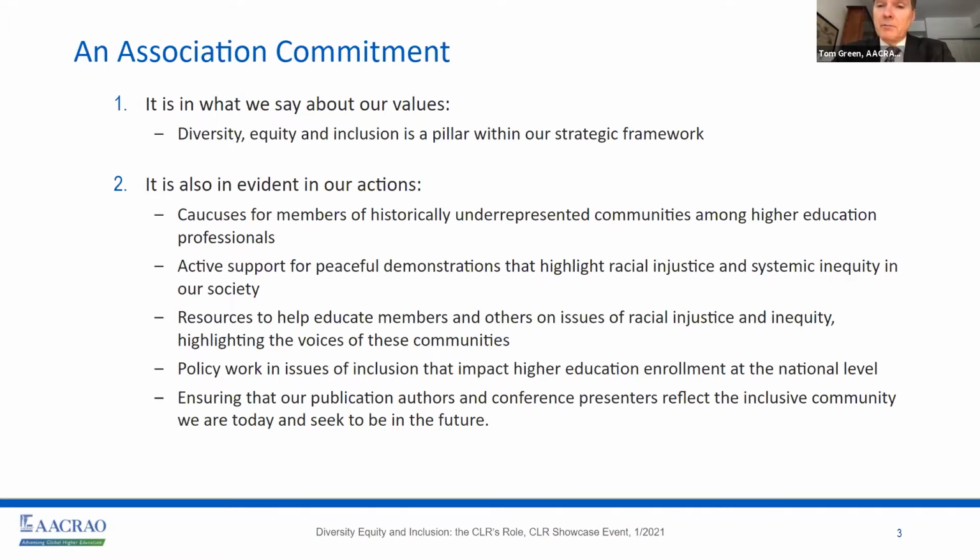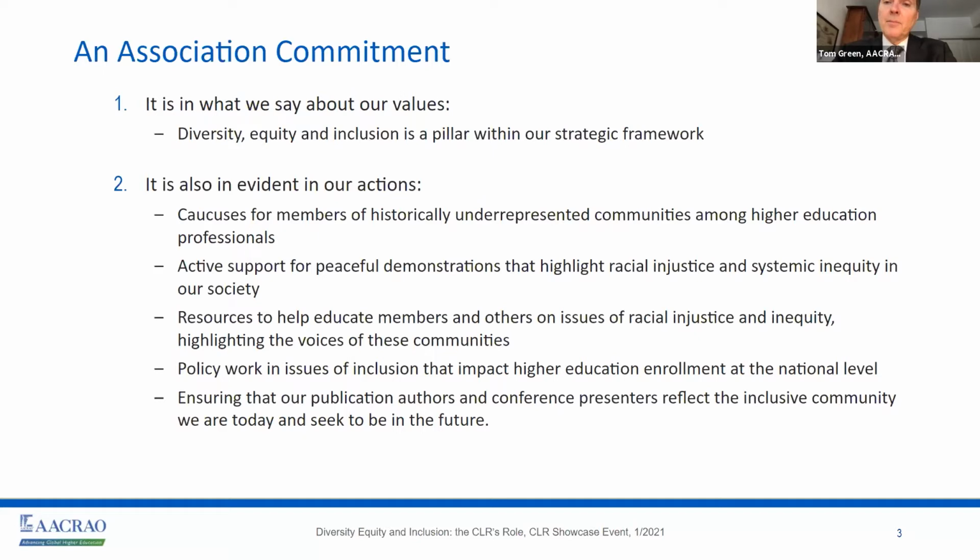We try to provide resources, and AACRAO has a resource page that provides a lot of information, with links on history and resources people can use to educate themselves and others on racial injustice and American history, meaning the complete American history. We also do policy work on issues of inclusion on the national level, and that's one of the things I think all good associations do, is try to have an impact on different issues nationally. Certainly our location in Washington, D.C. allows us access to be able to do that, but also requires action and strategy and impact.